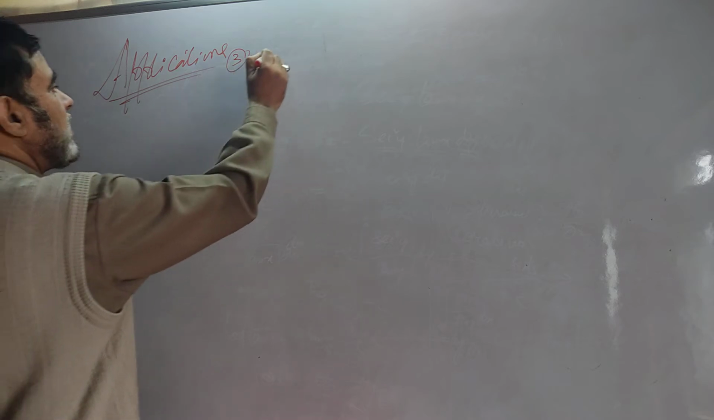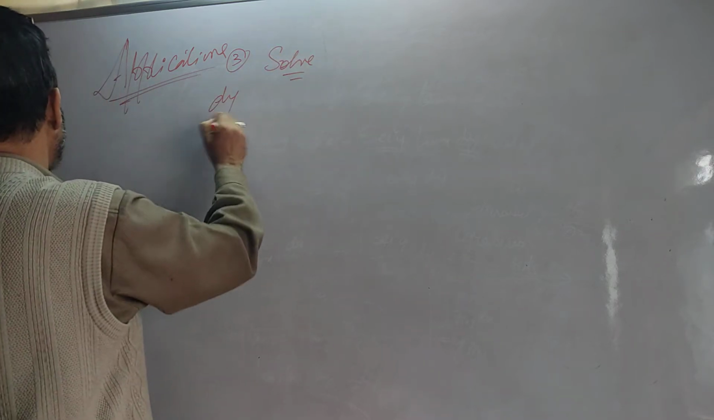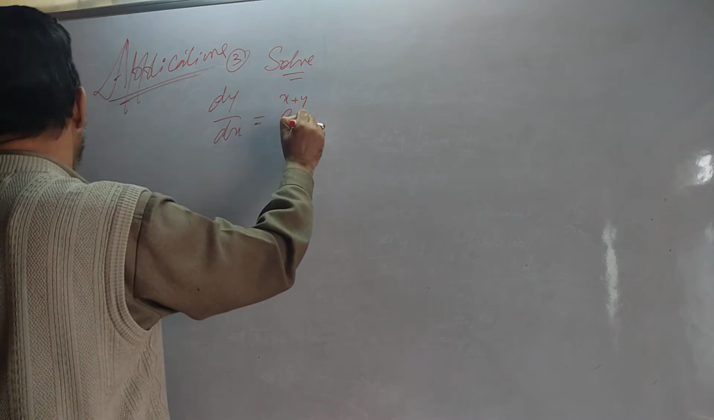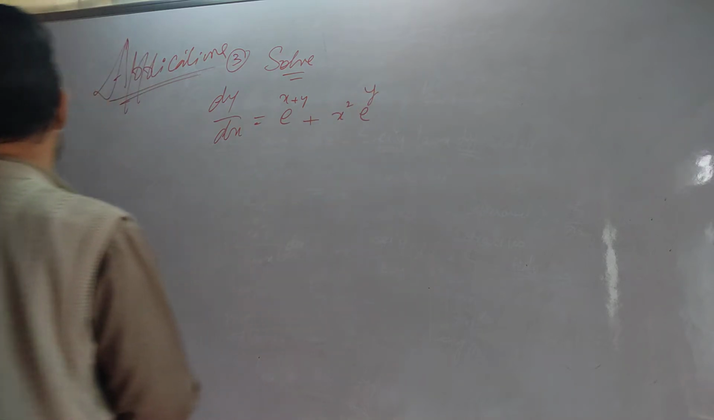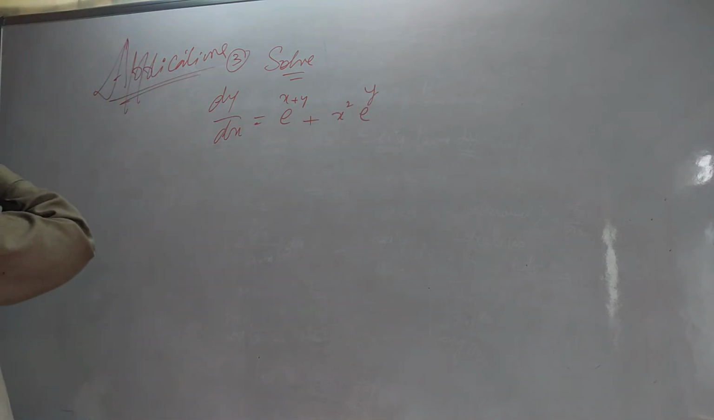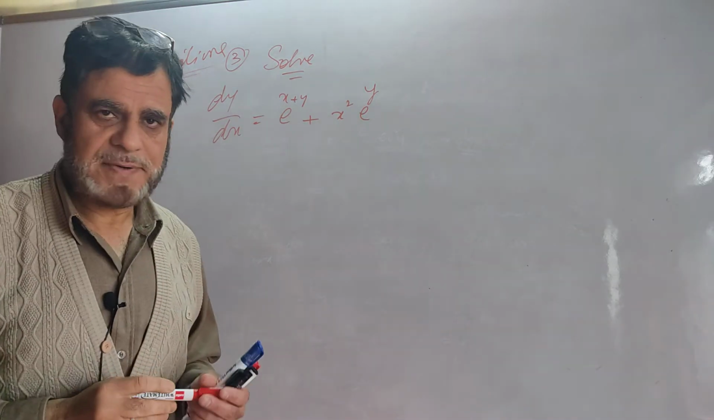Then we have problem number 3 that I took here. Problem number 3, I write: solve the differential equation. Solve dy by dx equals e raised to the power x plus y, plus x square e raised to the power y. This is your differential equation.